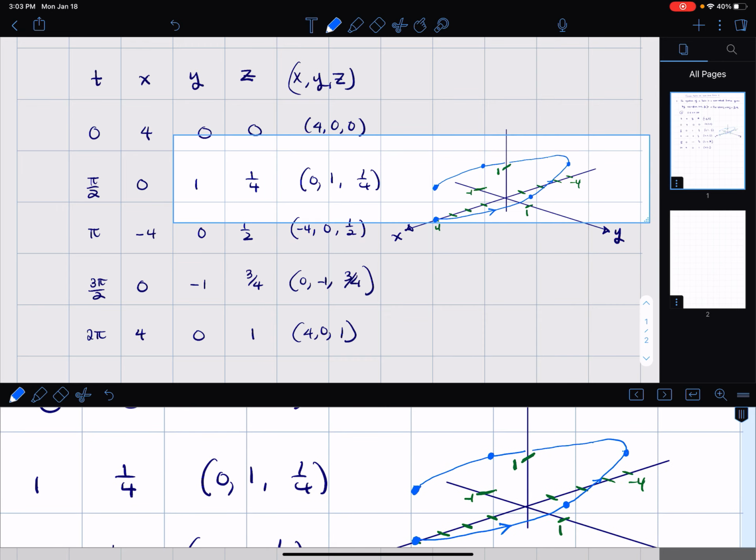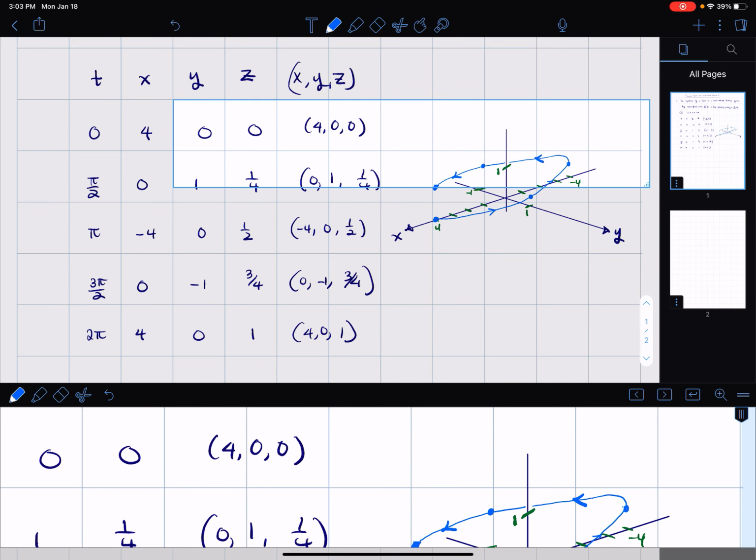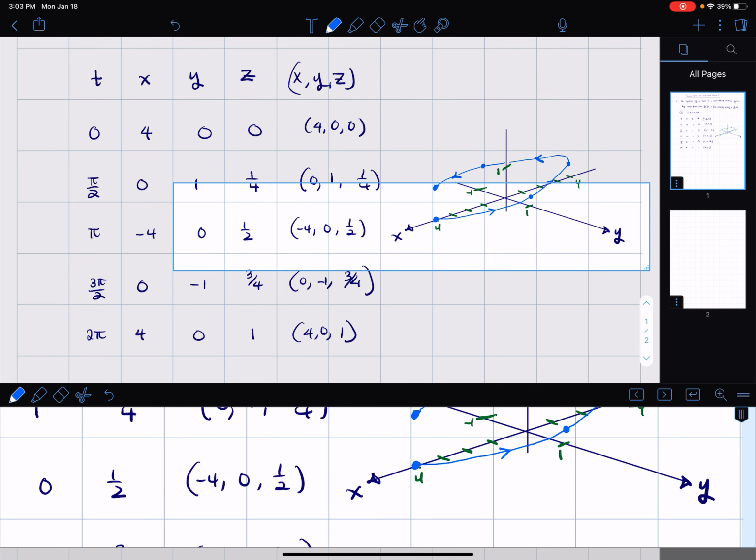So this is the direction, that's the positive direction. It's clockwise, actually, in the xy plane. Positive direction is clockwise.